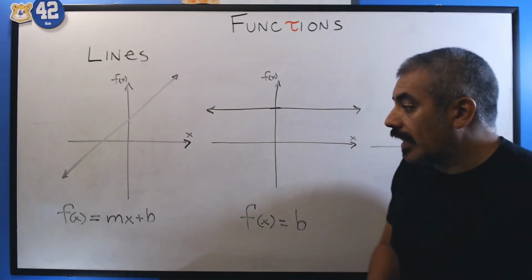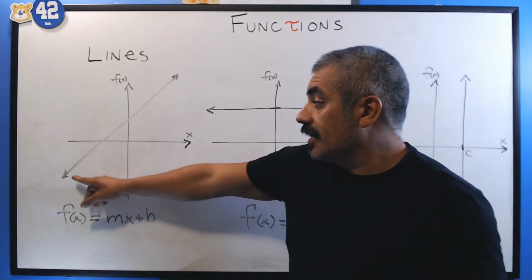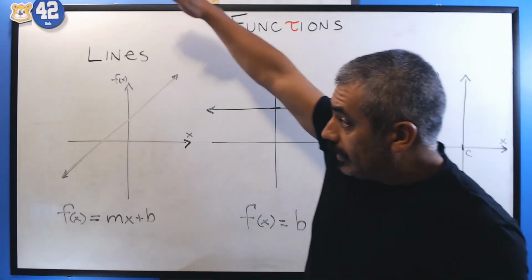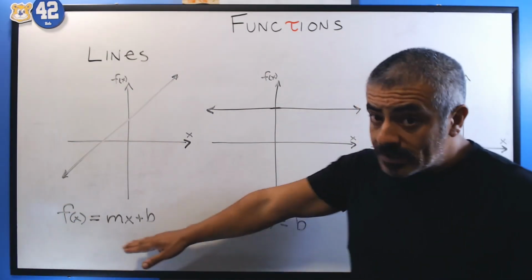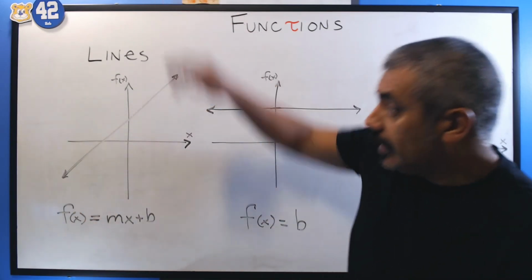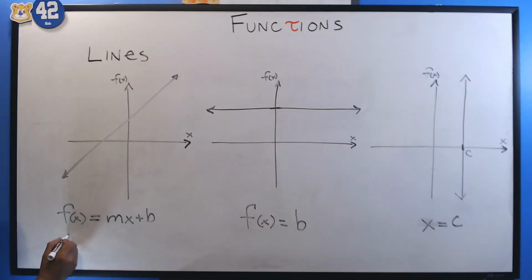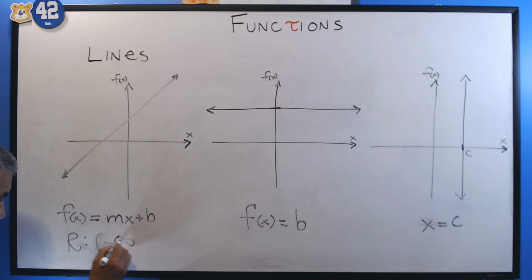The range of a line with a slope of m is going to be from negative infinity to positive infinity. As long as this line has some kind of slope, you can be sure that your range is going to go from negative infinity to positive infinity, and we can write this like this. Nope, not a brace, it's going to be a parentheses, negative infinity to positive infinity.